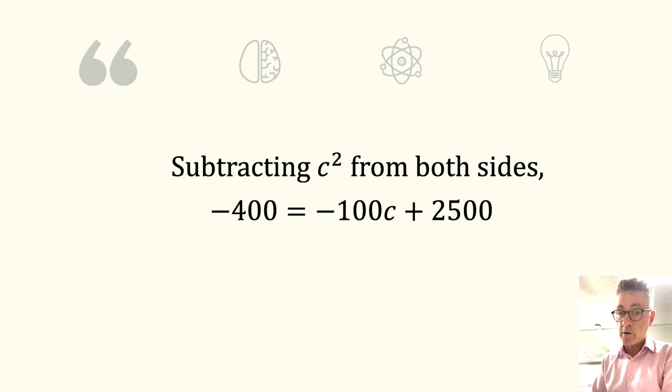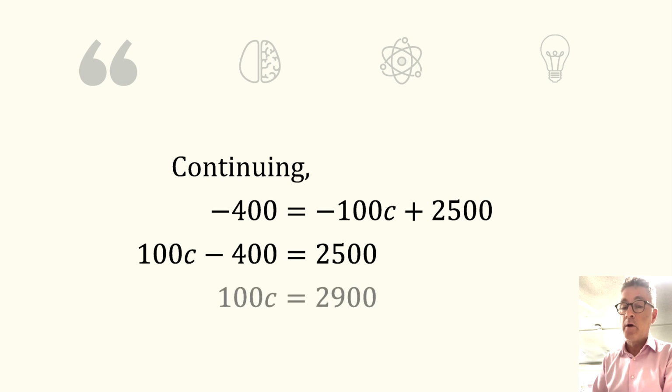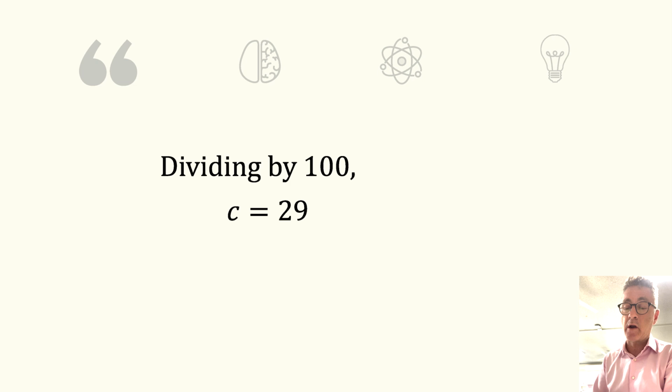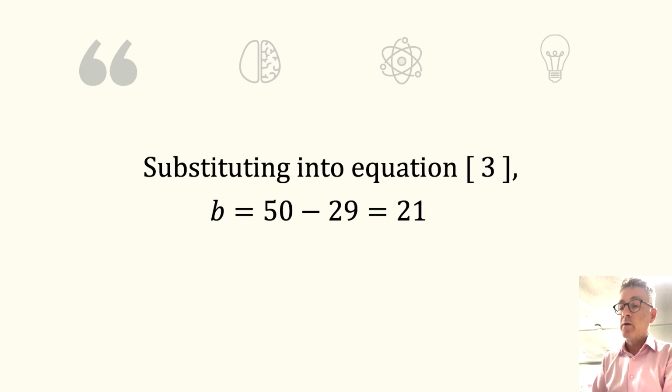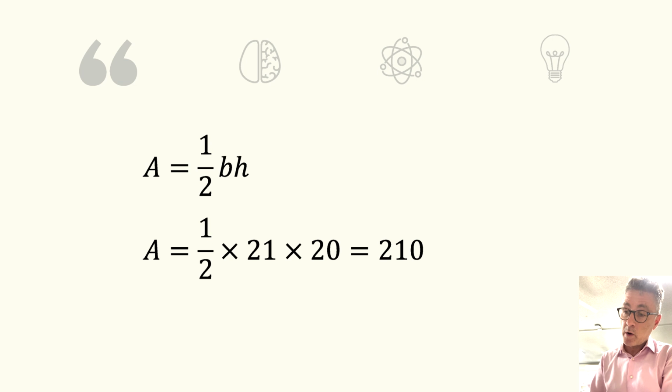And if we continue, we add 100c to both sides. We get 100c minus 400 is 2,500. Continuing, we add 400. We get 100c is 2,900. Divide by 100 and c is 29. And if we drop that back into equation 3, we can realize that b has to be 21. The area is half times the base times the height, which is a half times 21 times 20, which is 210.